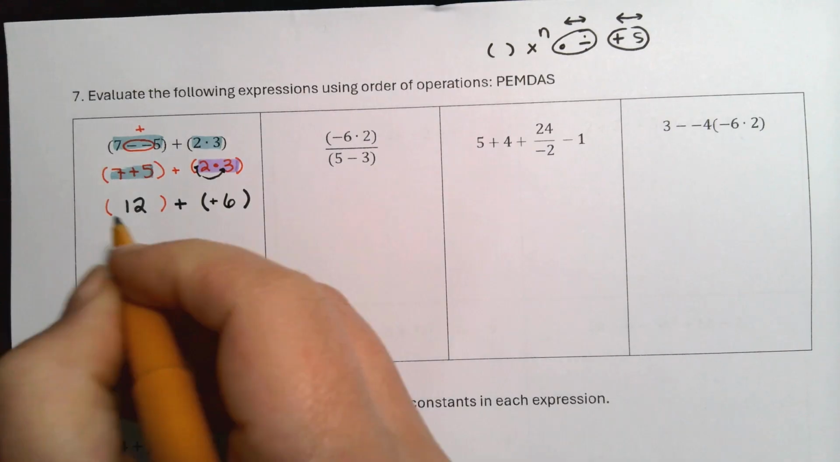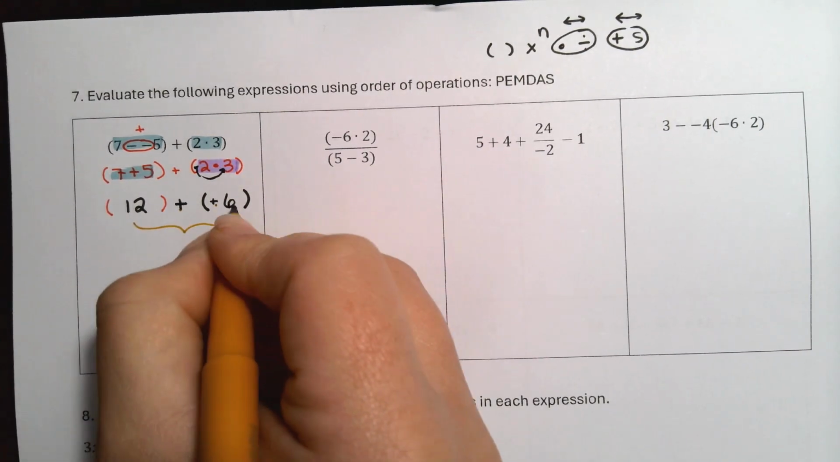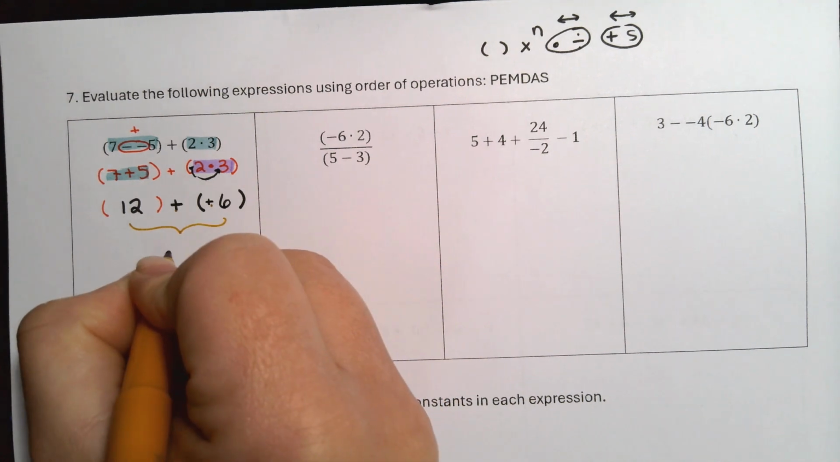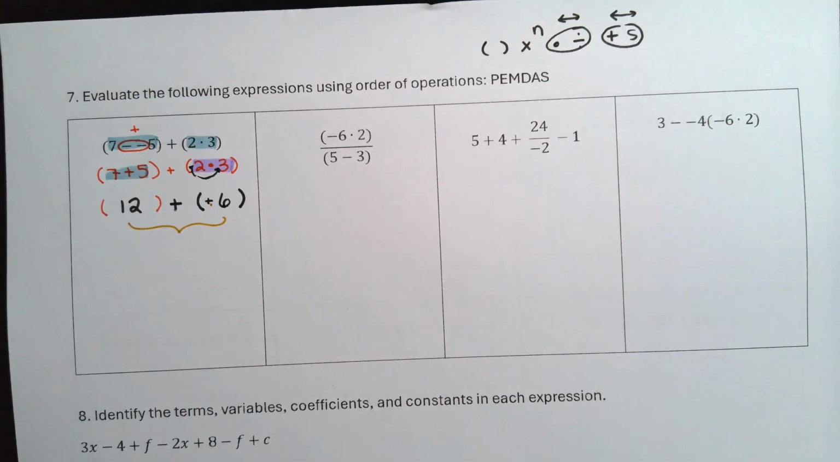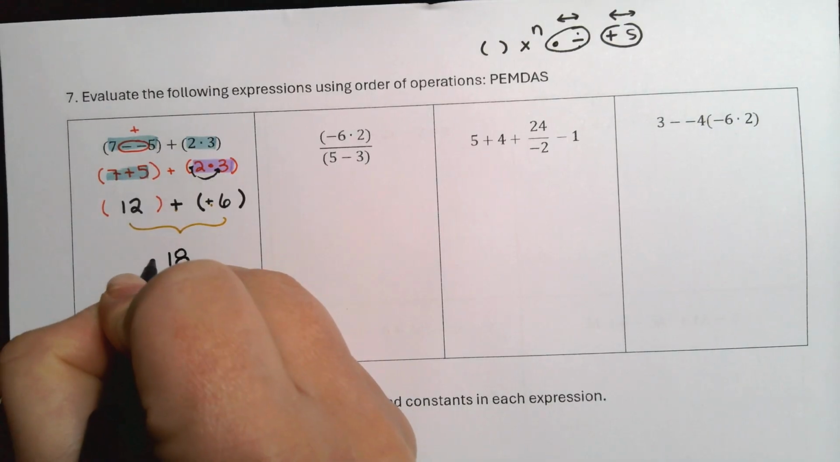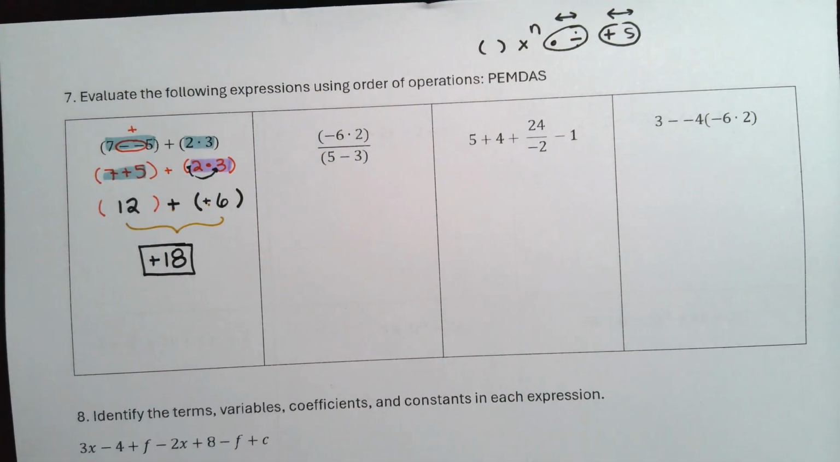Now we are being asked to add 12 and a positive 6. That means we have 12, 13, 14, 15, 16, 17, 18. And we get positive 18 because we're adding positives together. Okay, moving on to the next one.